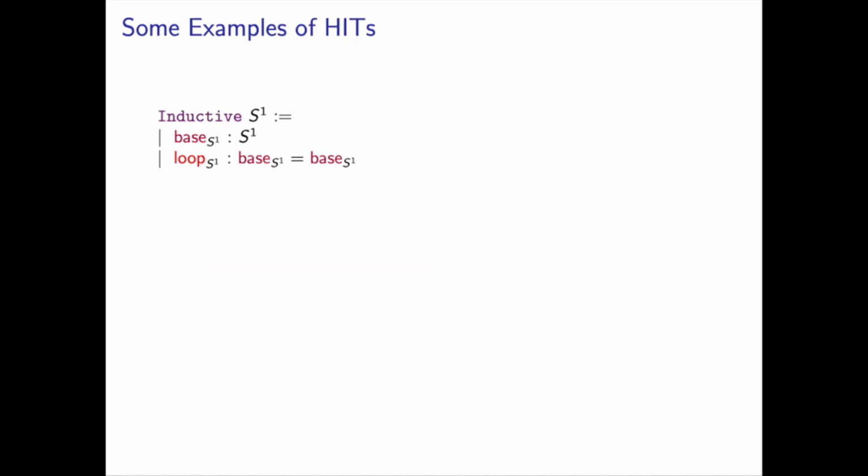Let us illustrate higher inductive types by looking more closely at some examples. The first example we look at is the circle, and this type has two constructors. First of all, we have base, and this is just a point in the circle. It is the base point. Second, we have a path constructor loop, which is a path from base to base. It represents the loop of the circle.